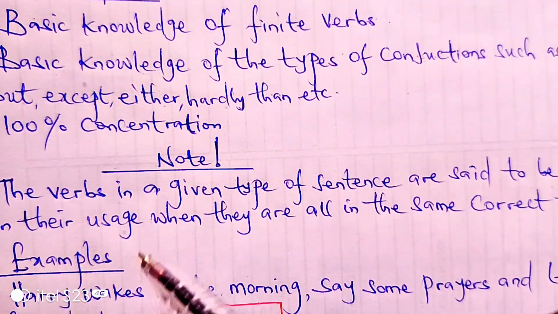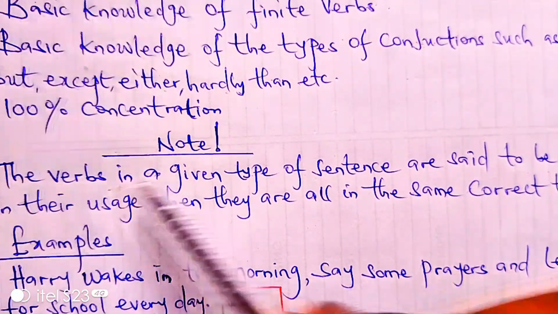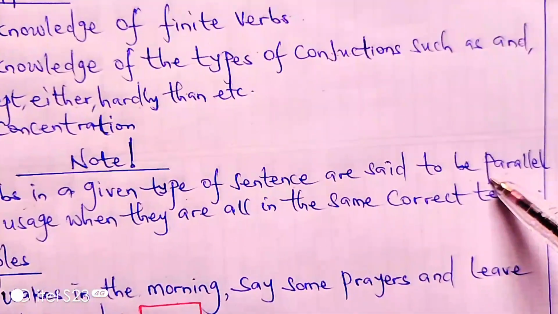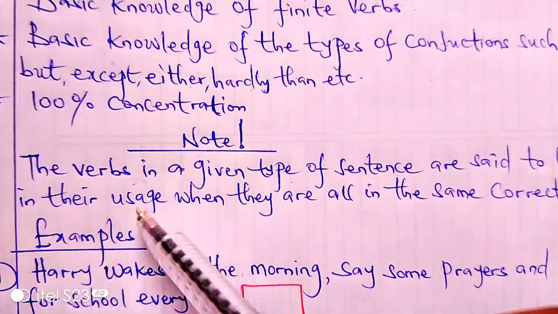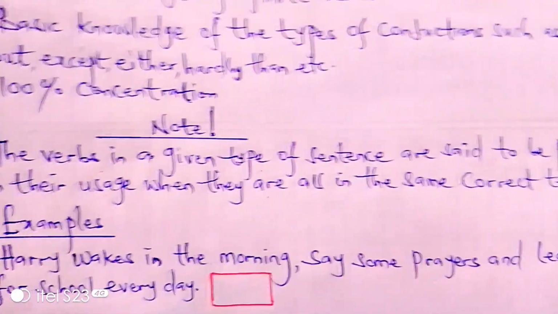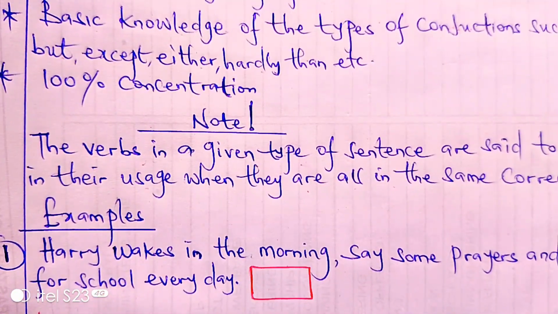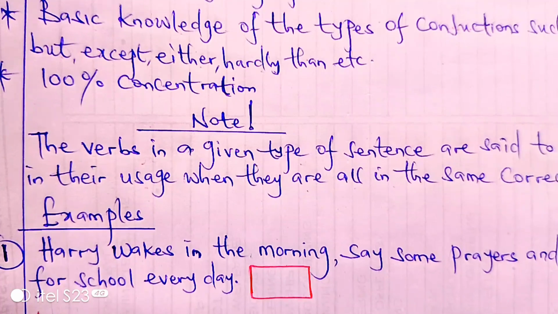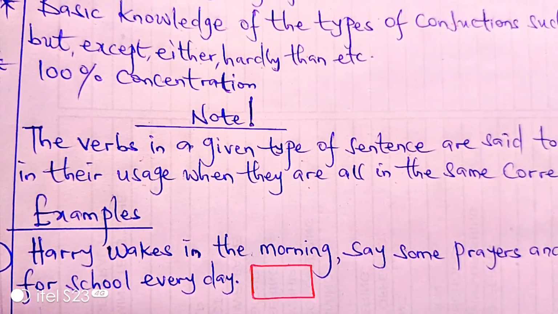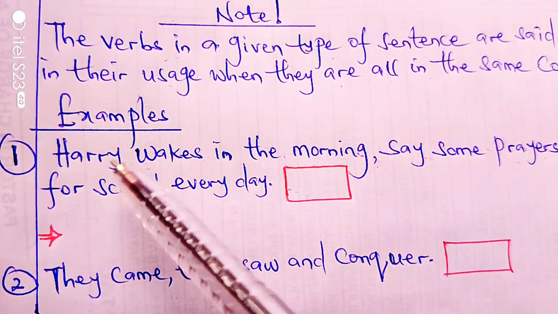So there's something I want you to note. Now, this is it. The verbs in a given type of sentence are said to be parallel in their usage when they are all in the same correct tense. So how do we get to know that the verbs in a given sentence are said to be parallel? When I say verbs are parallel, it means they are all used in the correct way. So if you're talking about a sentence that is in the present tense, it means the verbs are all in a present tense format. So here are a couple of examples.